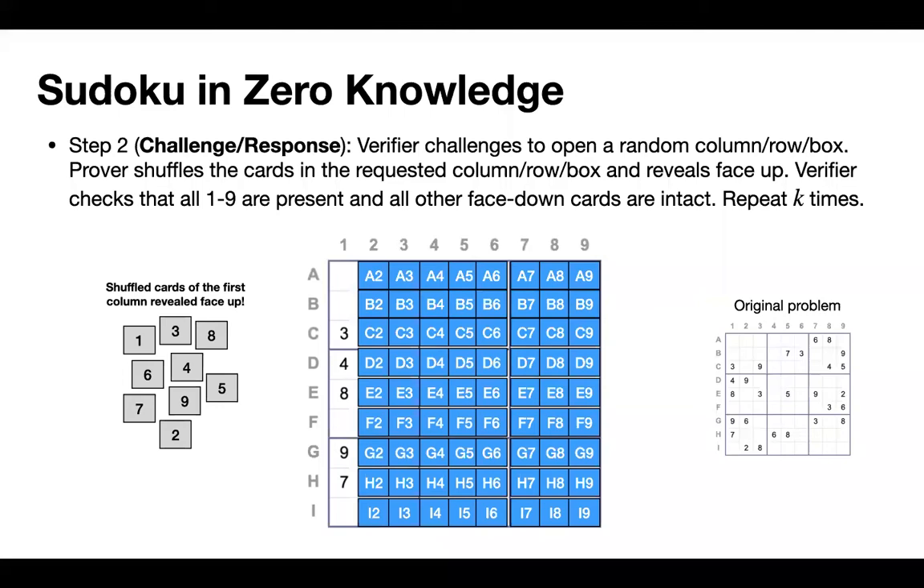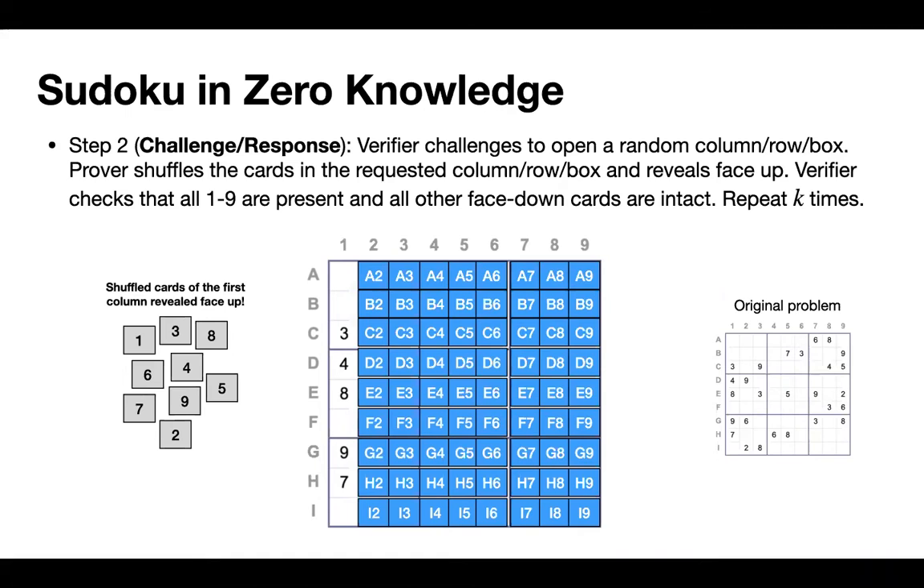Now, since I don't know which column or which row you are going to ask to open, if you repeat again, my chances of not getting caught drop exponentially, right? So if I repeat k times, my chances of not getting caught drop exponentially, of the order of 1 over 2 to the k. And this is actually huge. Just to give you an example, if I repeat this process 60 times, I have a probability of not getting caught of 1 over 2 to the power 60, which is almost as rare an event as an event which happens once in 100 billion years. So it is practically certain that I have not cheated.